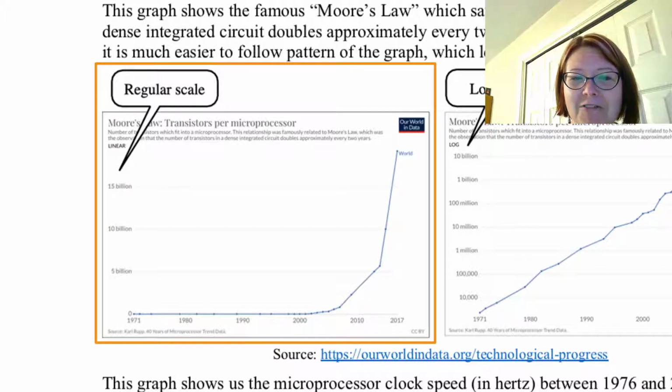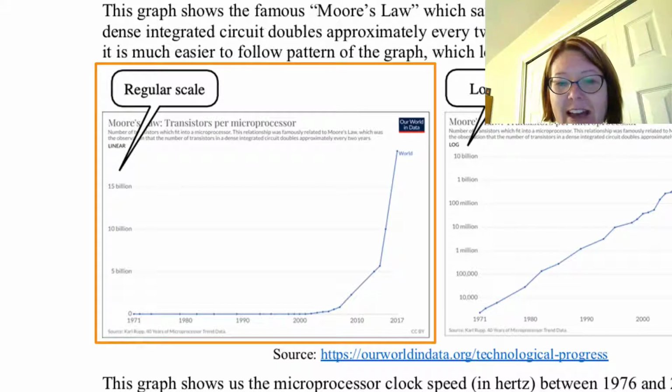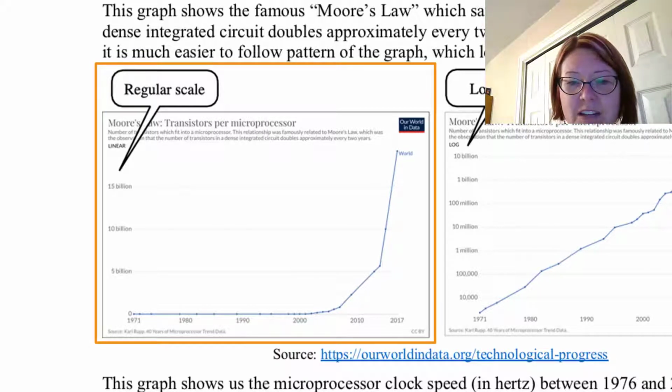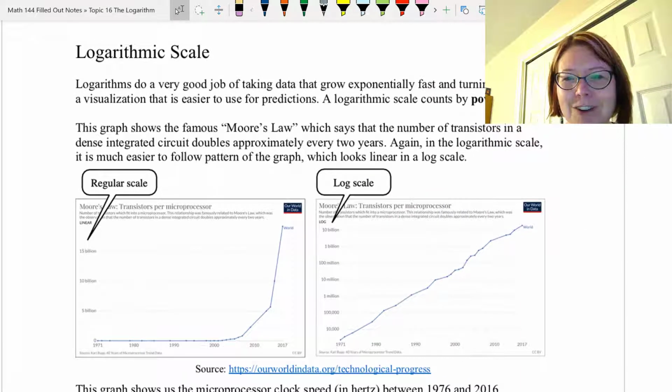But it is very difficult to actually figure out what any of those values are on the scale because it's an exponential function that is almost completely flat in this scale until you get to the years about halfway between 2000 and 2010. And then it just blows up from there. Exponential functions are very hard to see when they grow this much.